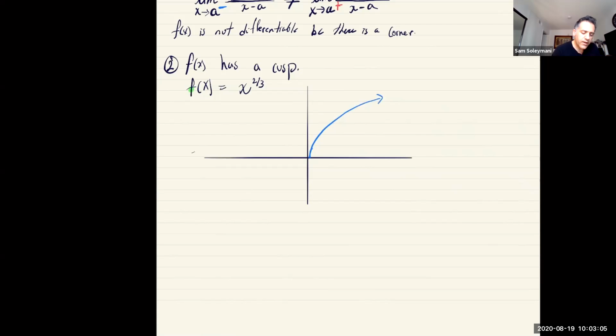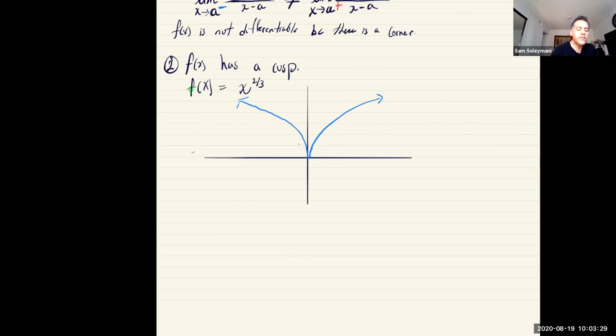It's like a double square root, kind of like that. Okay, that's what it looks like. And let's pay attention to 0. Okay, pay attention to x equal to 0. That's our A. All right.